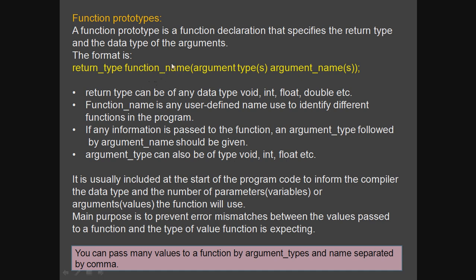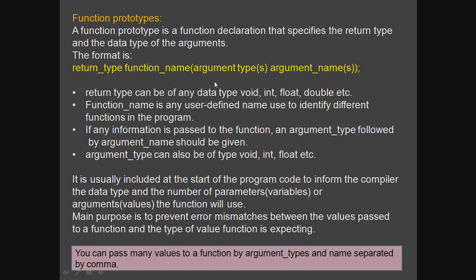This user defined function name will execute on what is written within the parentheses. If any information, data or value is to be passed to the function, an argument type or parameter type, followed by an argument name or parameter name, should be given. Clear? The argument type can also be void, integer, float, or any data type. Here, the argument type refers to the, so here it is usually included at the start of the program.